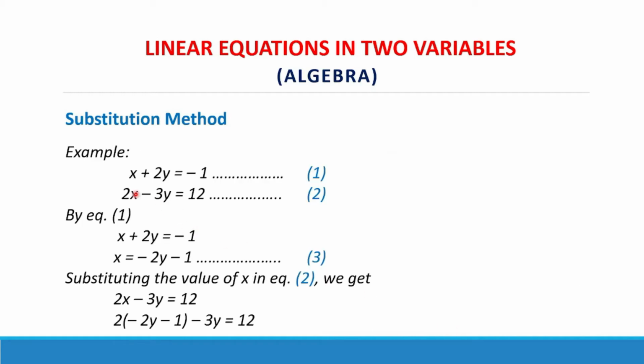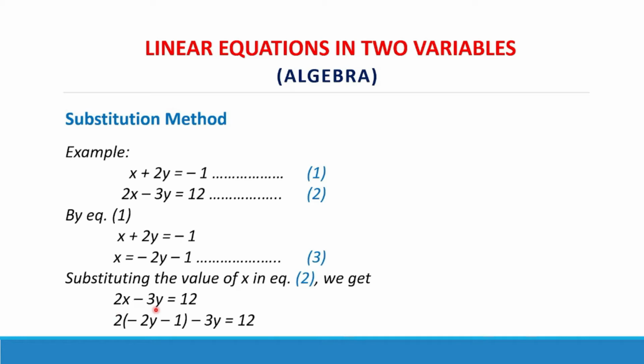For example, x + 2y = -1, that's equation 1. 2x - 3y = 12 is equation 2. By equation 1, which is x + 2y = -1, find the value of one variable, which is x in terms of y. So x equals, transpose positive 2y to the right side, negative 2y - 1. That's equation 3.